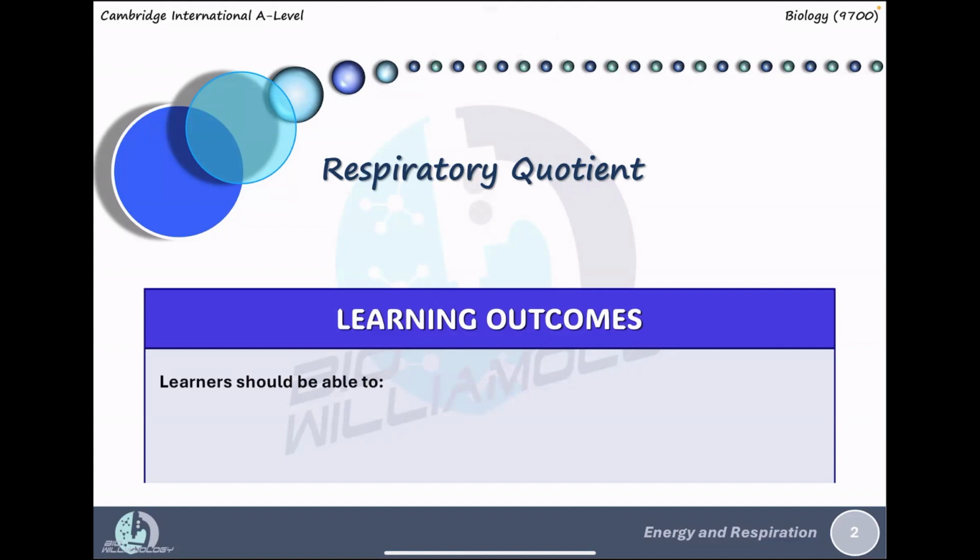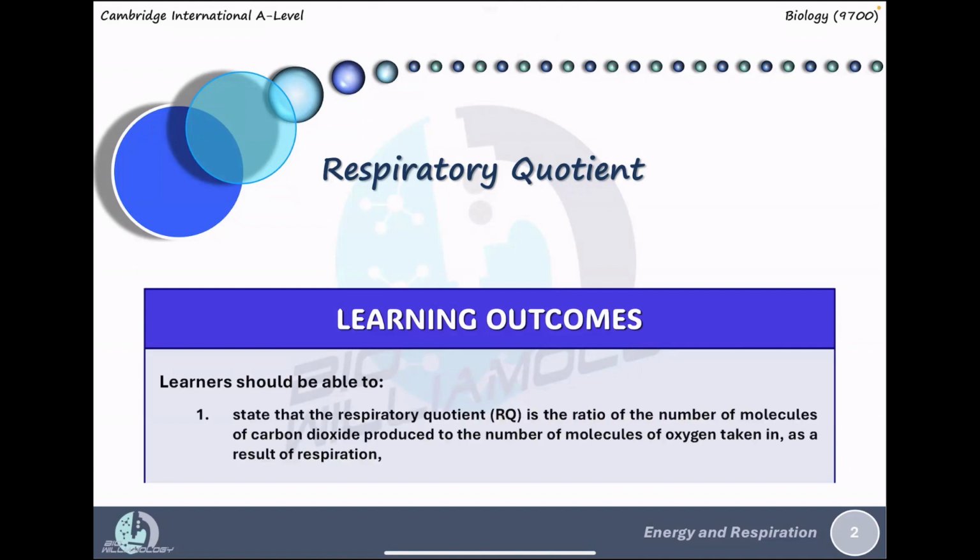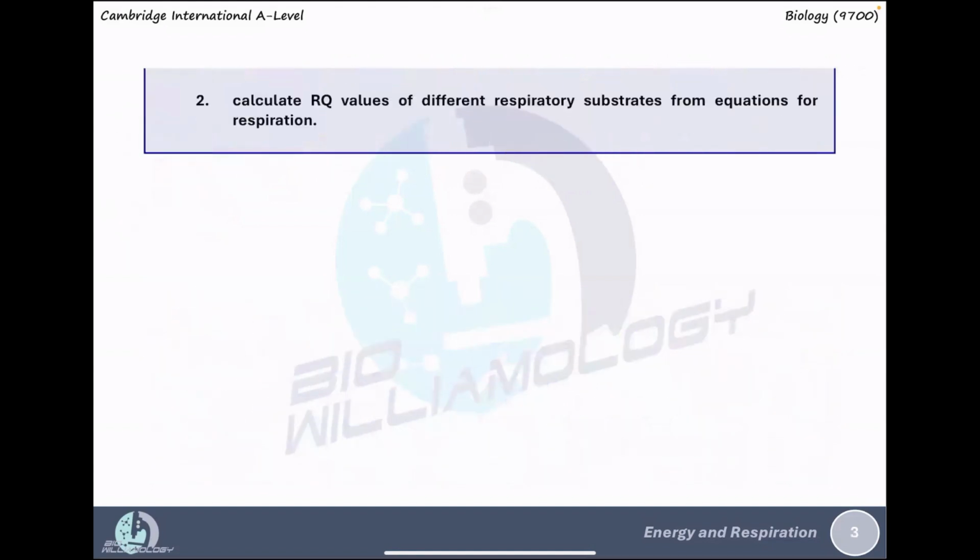In this lesson, we will explore the respiratory quotient. At the end of this lesson, you will be able to state that the respiratory quotient is the ratio of the number of molecules of carbon dioxide produced to the number of molecules of oxygen taken in as a result of respiration, and calculate RQ value of different respiratory substrate from equation for respiration. Let's get started.